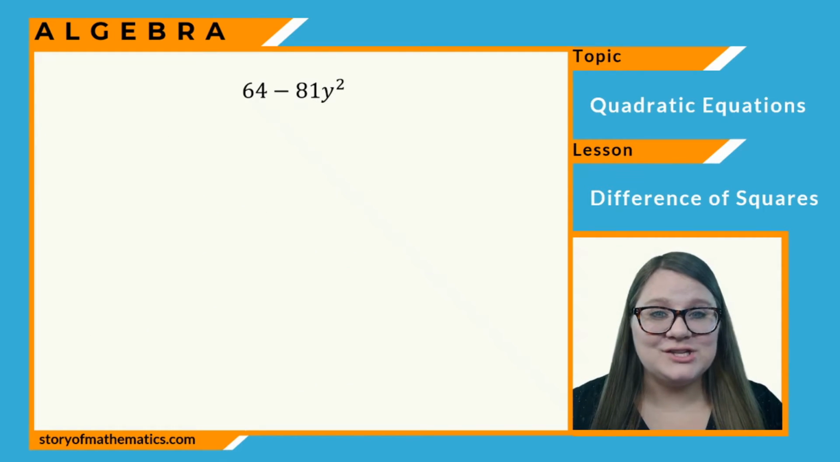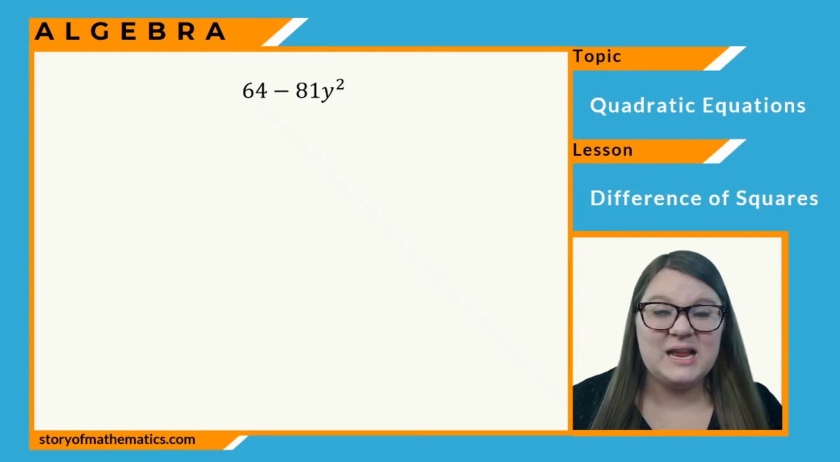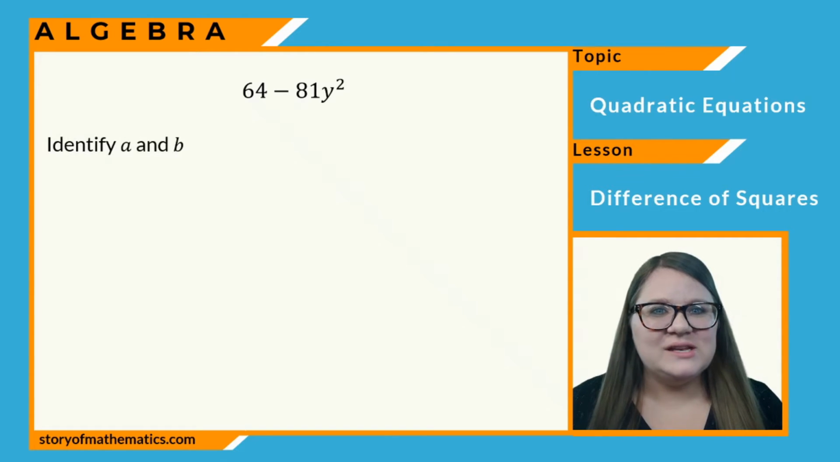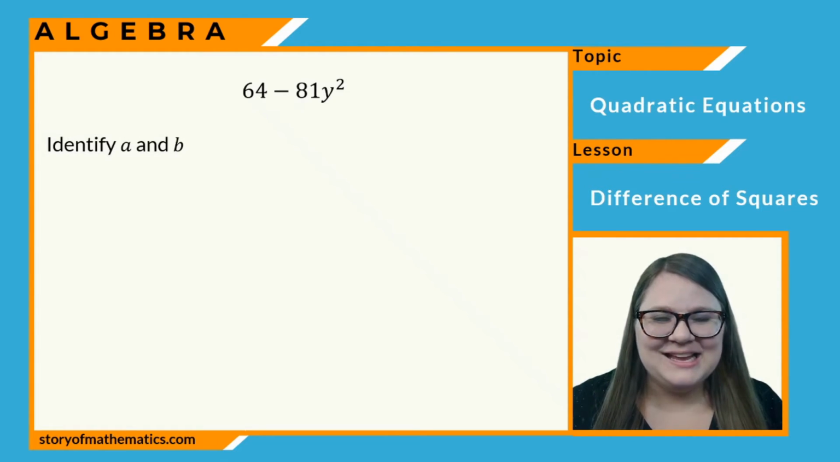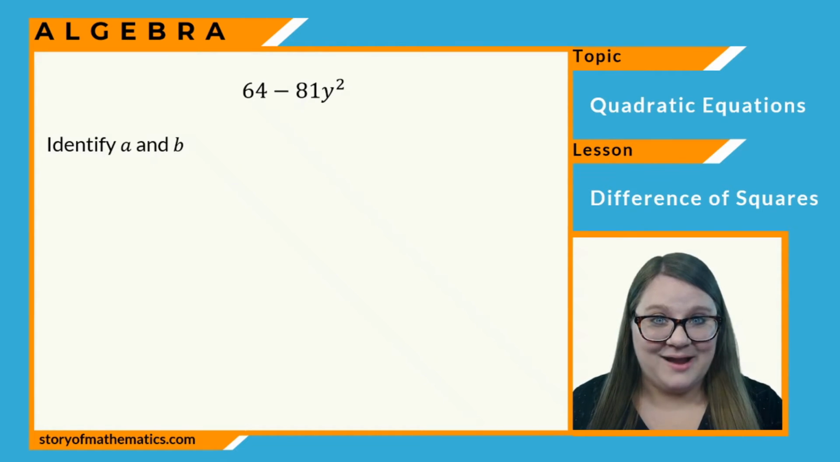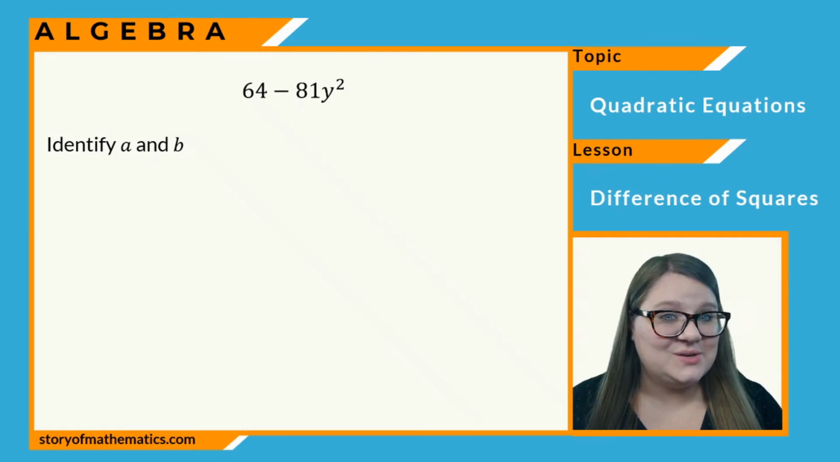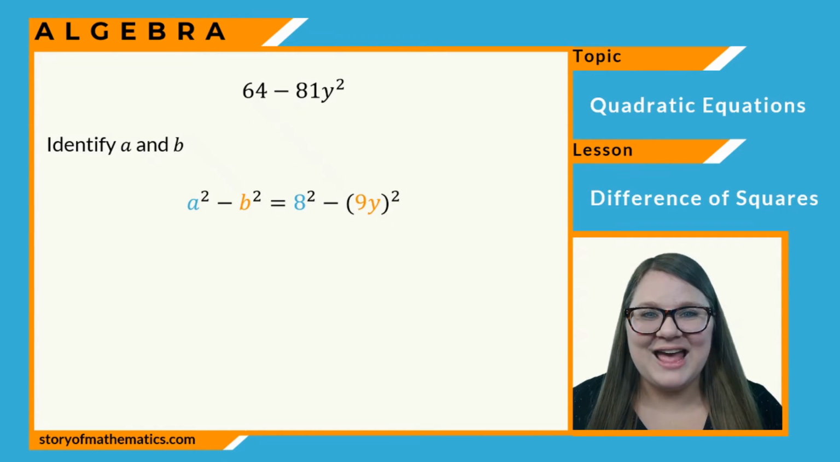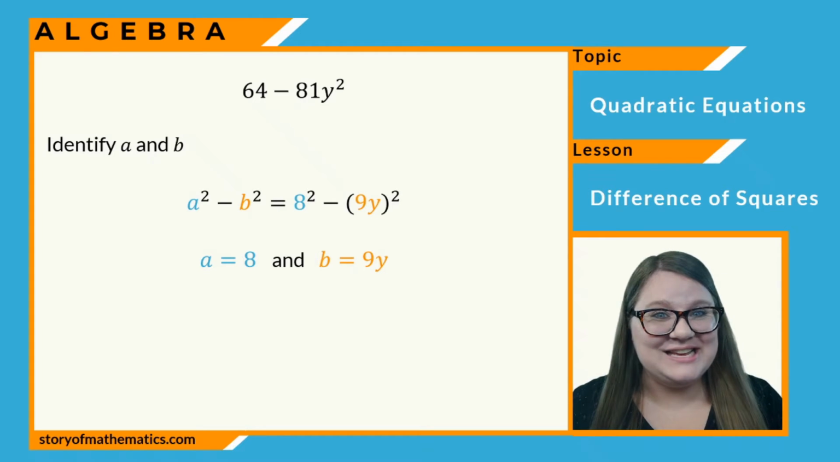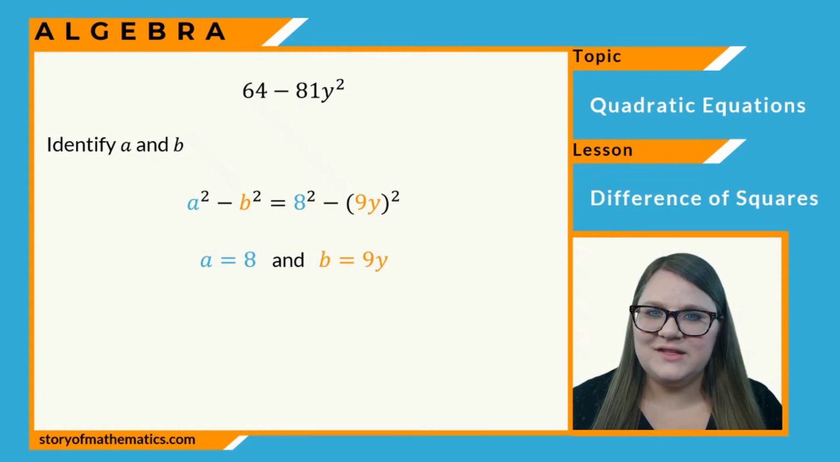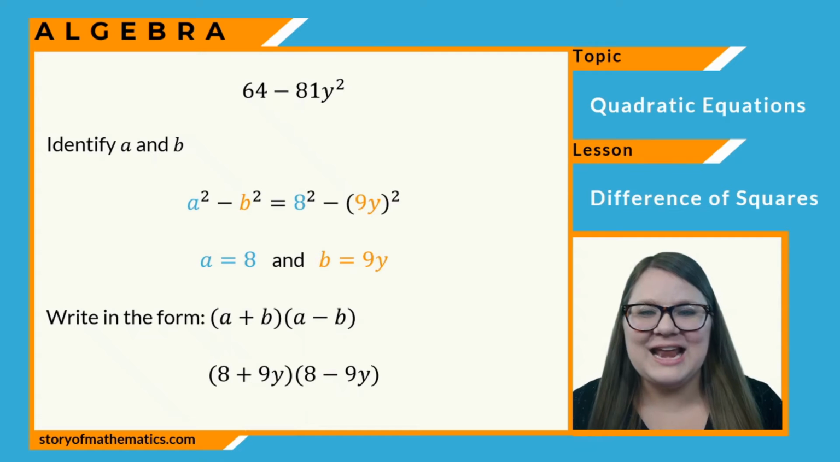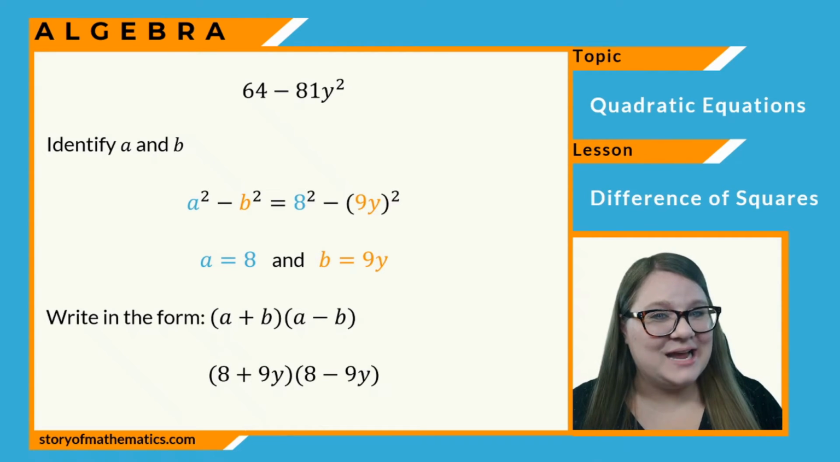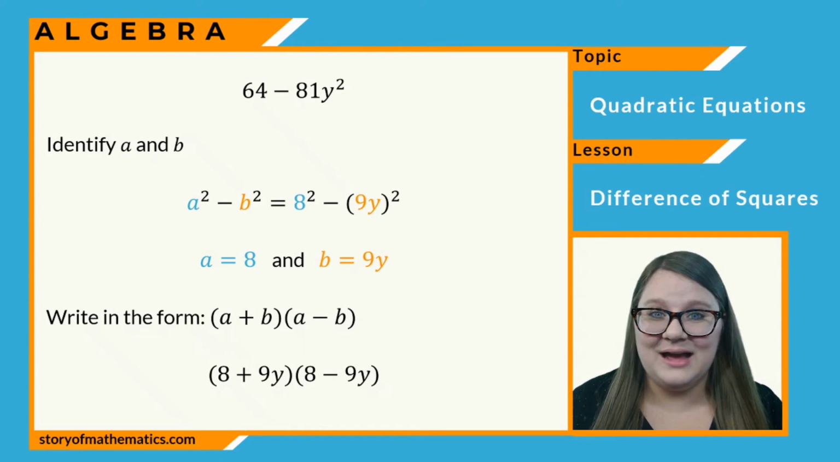Let's try another one. Let's say I gave you the equation 64 minus 81y squared. Well, I still want to identify a and b. So looking at this, I need to recognize 64 is 8 squared and 81y squared is really 9y squared. So that means my a is 8 and my b is 9y. Plug those into my formula and I'm going to get 8 plus 9y times 8 minus 9y.